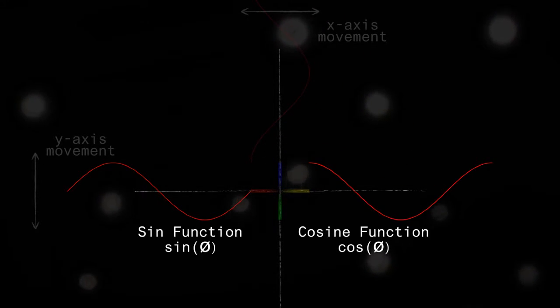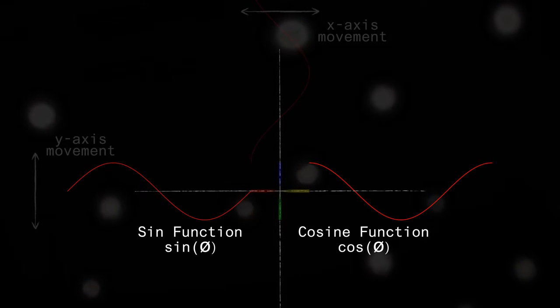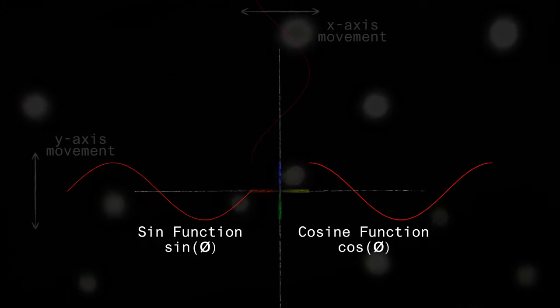These are the sine and cosine functions. The sine function plots the vertical position of the point of interest, and the cosine function plots the horizontal position of the point of interest.